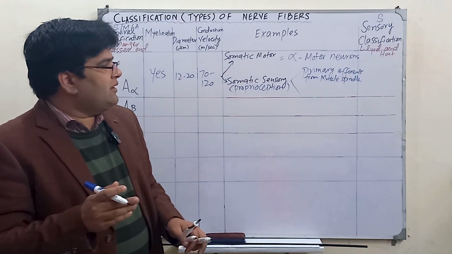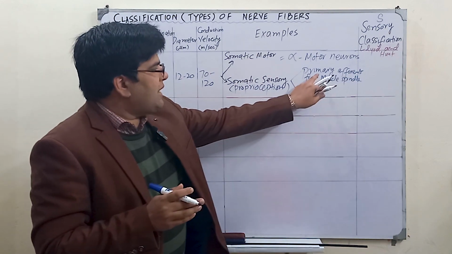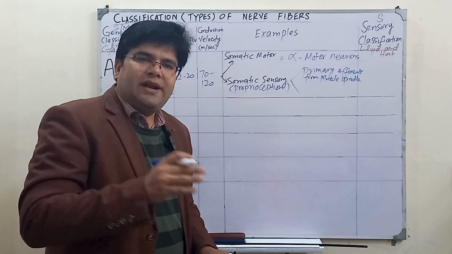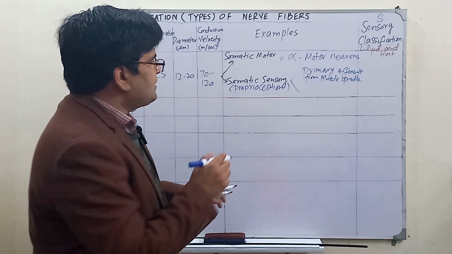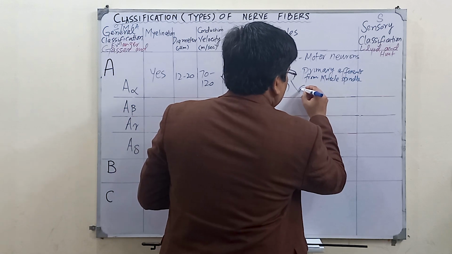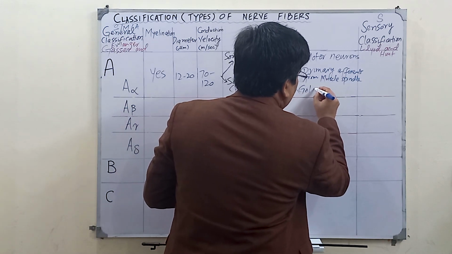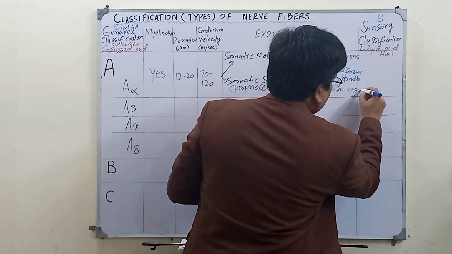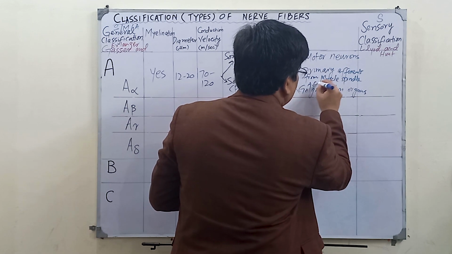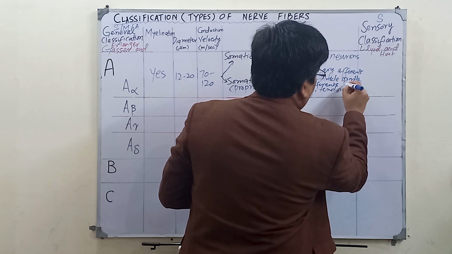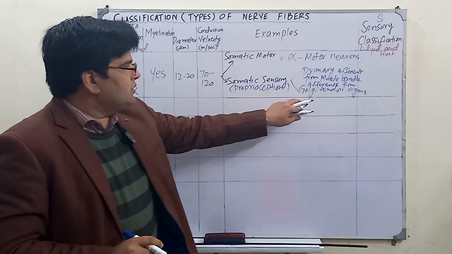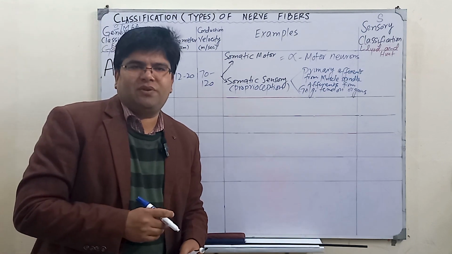One is the primary efferent and the other one is secondary efferent. Primary efferent nerve fibers, they belong to proprioceptive category. And then there are nerve fibers which carry signals from Golgi tendon organs. So we can call them efferents from Golgi tendon organs. These are also the ones which carry proprioceptive signals.